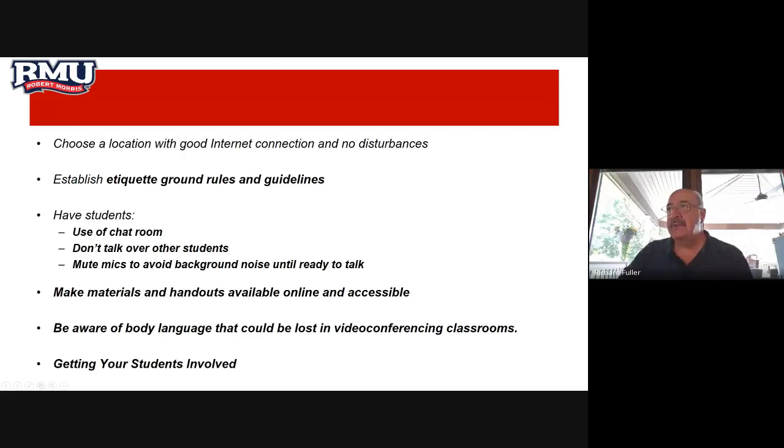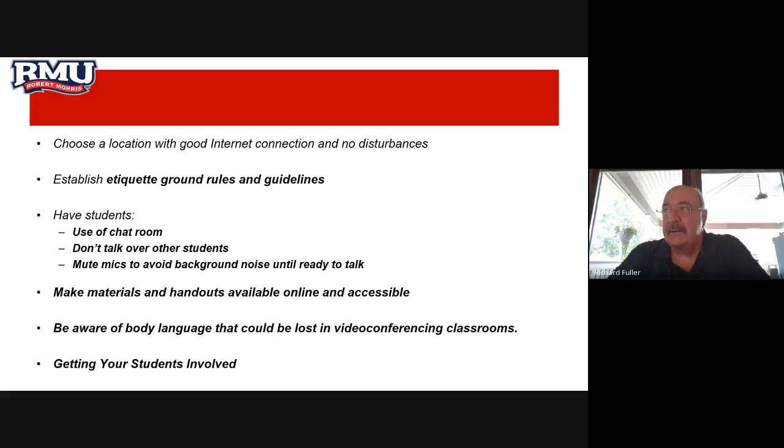What I would tell you to do is find a good internet connection. If you're doing it at work, great. If you're doing it from home, find a good internet connection. If you've got multiple people at home on the internet, you probably need to tell somebody to get off because you need to take precedence because of the bandwidth. And you want no disturbances.